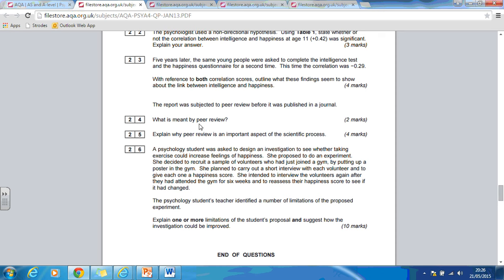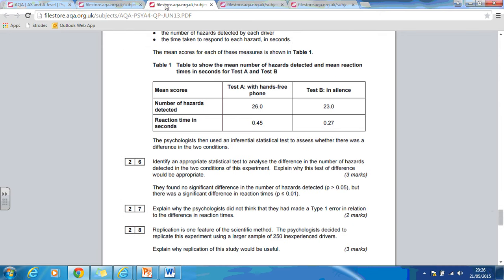Here come the questions about peer review. You do need to know about peer reviews, etc. I'm just going to go straight into a table.